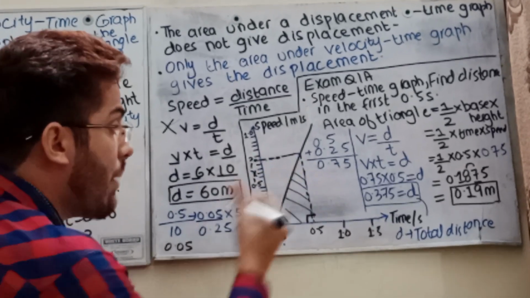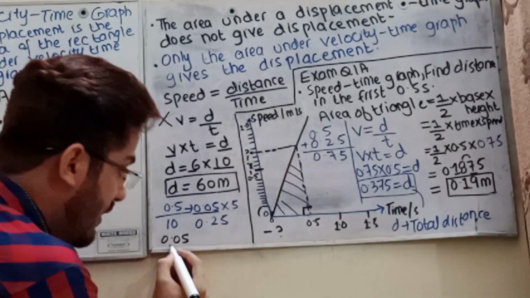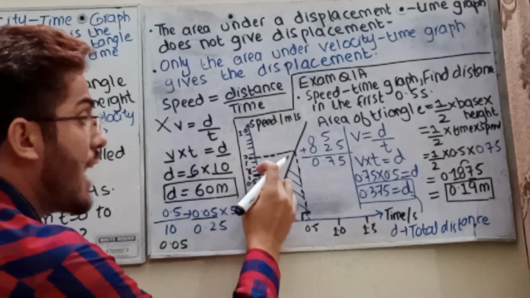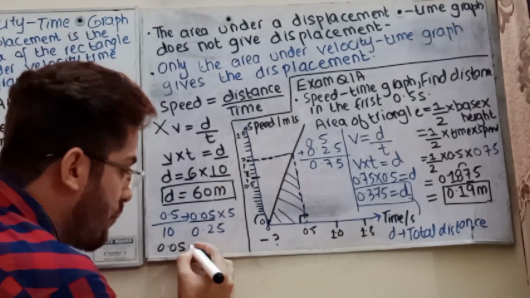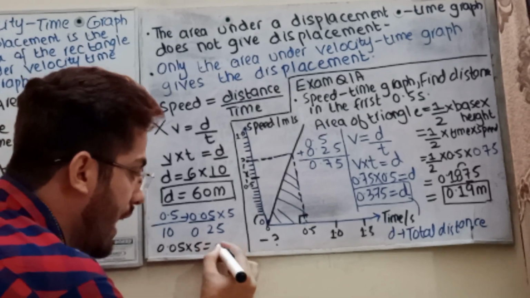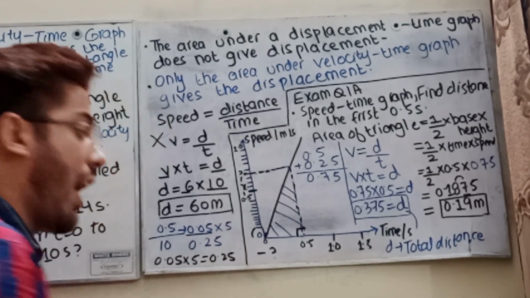Sir, we have number one line. Number one line is 0.05. How many lines do we have? 1, 2, 3, 4, 5. Multiply by 5, we get the answer 0.25.